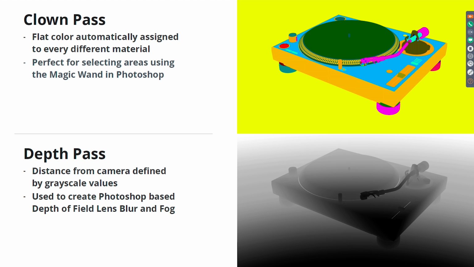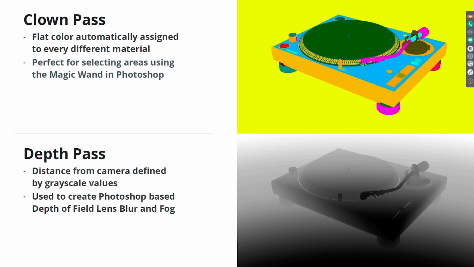Freebies you also get included with your render passes. I wouldn't say freebies, but they don't add much time to the rendering. They are things like clown passes and depth passes. So in order to make easier selections, we can use a clown pass. A depth pass will allow us to use some interesting post-processing techniques like depth of field or fog, and we'll run through some of those. So those you get as add-ons with the Pro features.